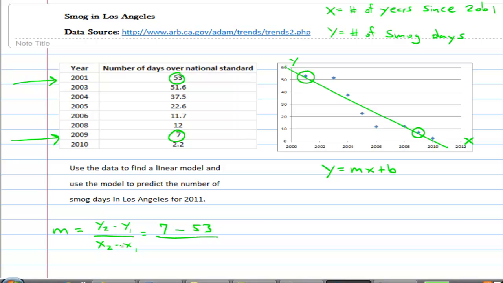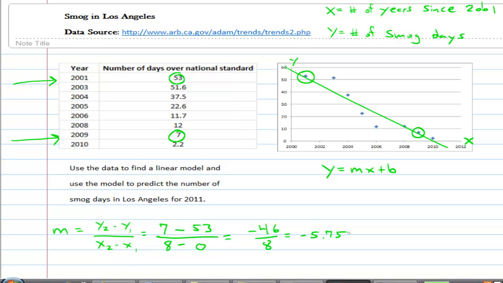Now in the denominator, we're going to have x2, which is the x coordinate of the second point. The x coordinate of the second point is 2009, but remember x is the number of years since 2001. So the number of years since 2001 in 2009 is 8 years. It's a difference of 8 years. Now we want to subtract x1. x1 is 2001, but remember that's the difference of years since 2001, and so that's a difference of 0. And so we end up with minus 46 over 8, which is negative 5.75. So that's the slope of our line.